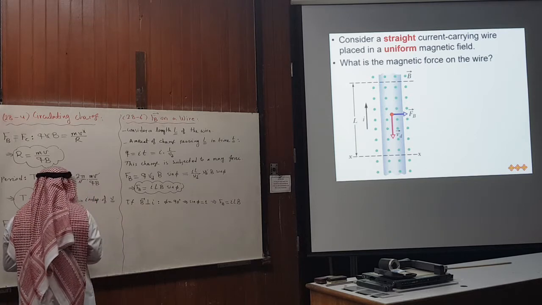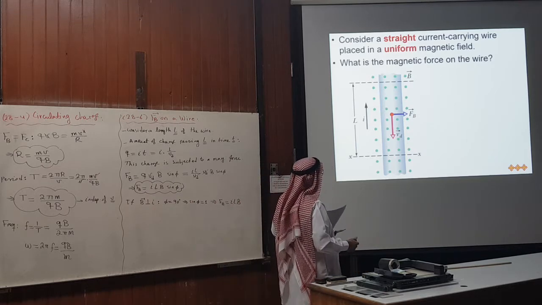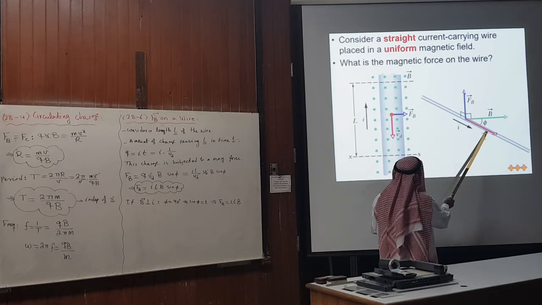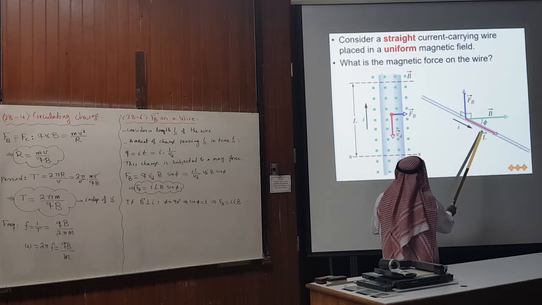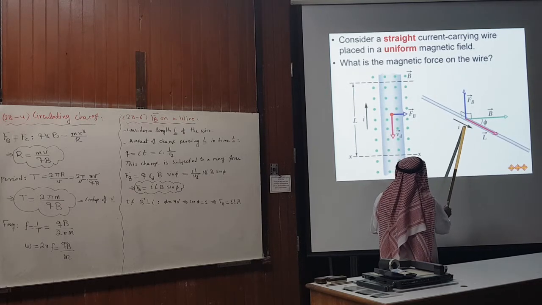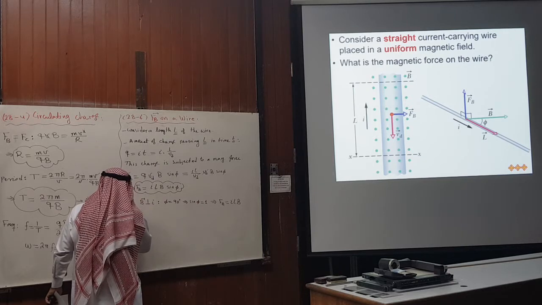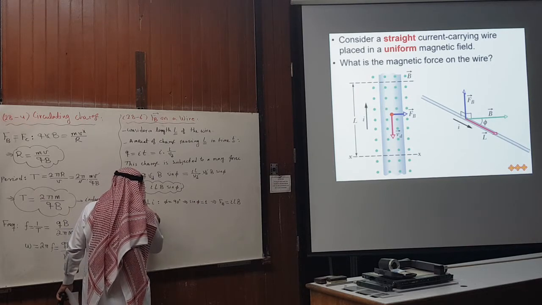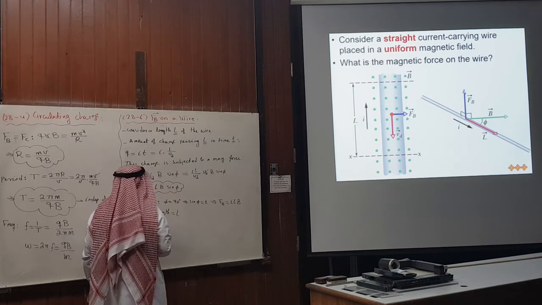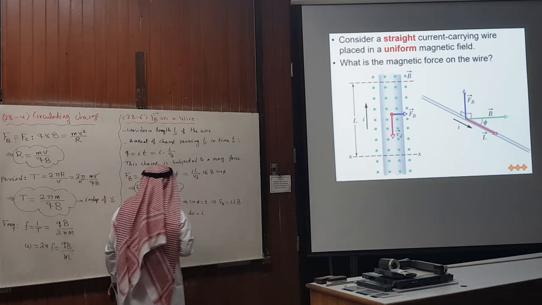In the more general case, where the angle is not 90, we define a new vector, which we call the length vector. It's a vector whose magnitude is equal to the length of the wire, and whose direction is the direction of the current in the wire, the conventional current, not the electrons. So we define L to be a vector whose length is equal to the length of the wire and whose direction is the direction of the current in the wire.